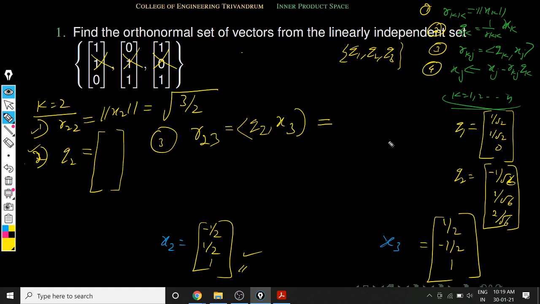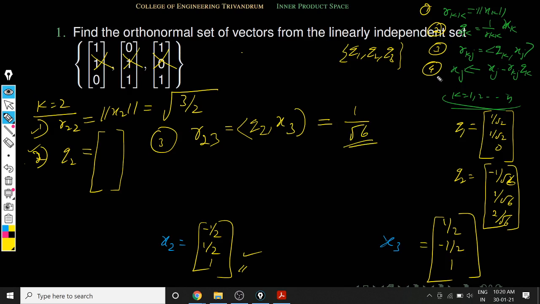So what is r23? Inner product between q2 and x3. So minus 1 by root 6 into 1 by 2 plus 1 by root 6 into minus 1 by 2 plus 2 by root 6 into 1. Simplify, what is r23? Yes, r23 is 1 by root 6.